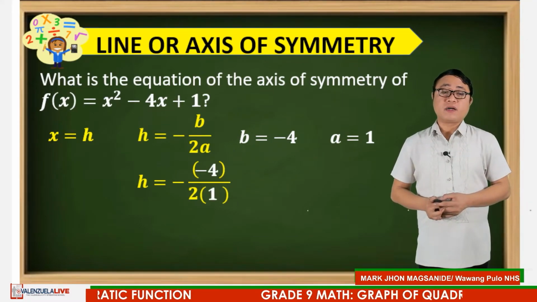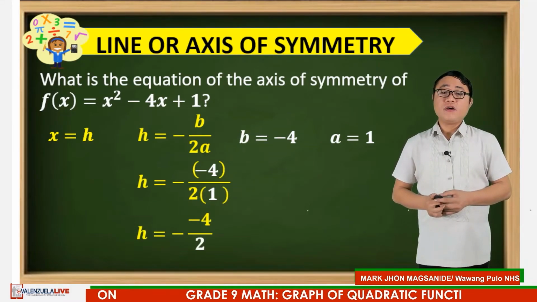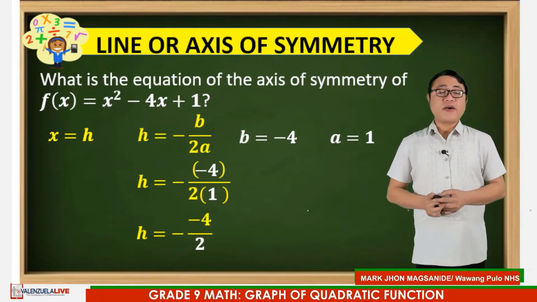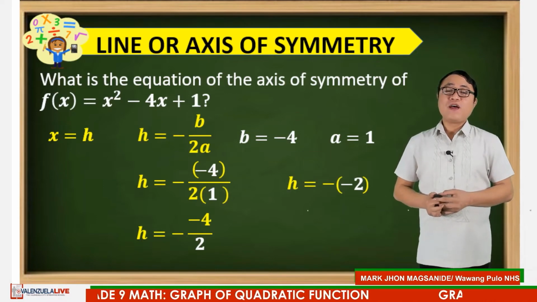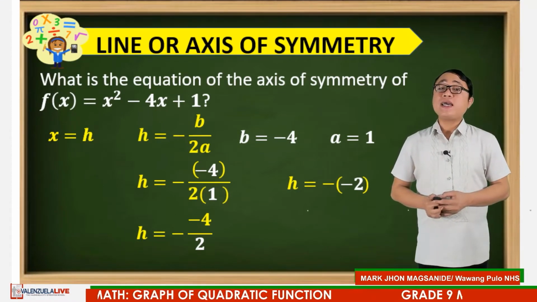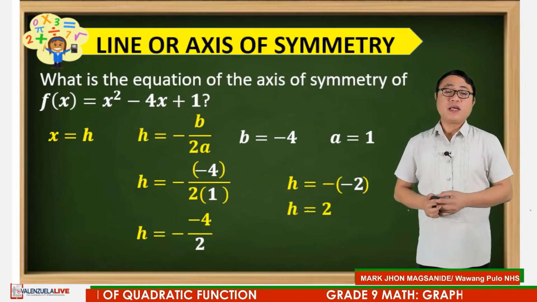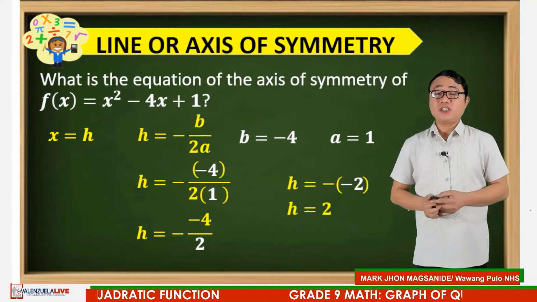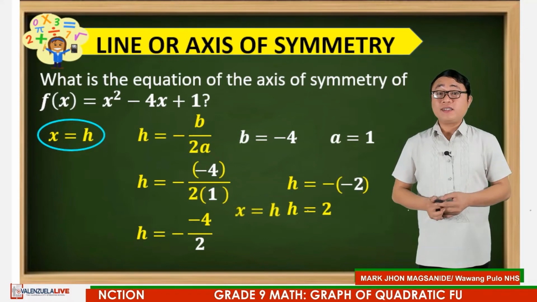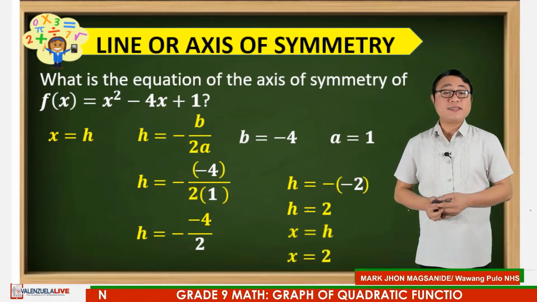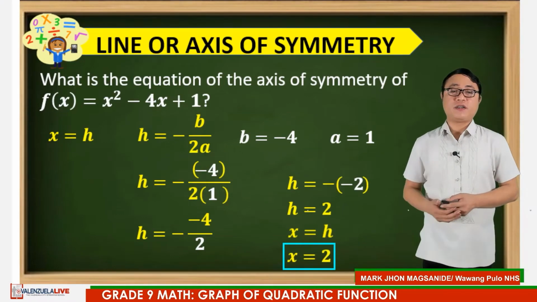Simplifying the denominator, 2 times 1 is 2. Further simplifying, -4 divided by 2 is -2. Multiply -2 by the negative, the product is +2. Since the equation of the axis of symmetry is x is equal to h, then its equation is x is equal to 2. So this is the equation of axis of symmetry.